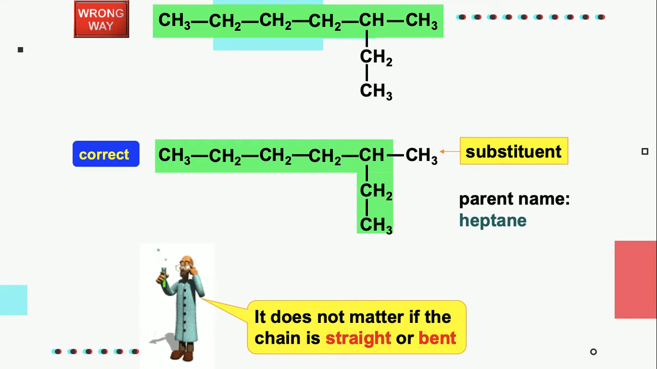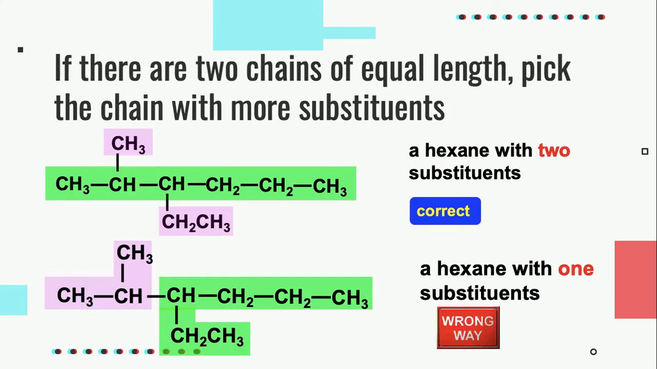Keep in mind that it doesn't matter if the chain is straight or bent. If there are 2 chains of equal length, pick the chain with more substituents. The straight longest chain produces 2 substituents, while the bent longest chain produces 1 substituent only. Therefore, the correct parent chain is the straight longest chain.